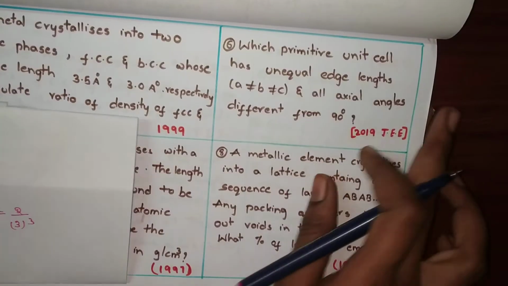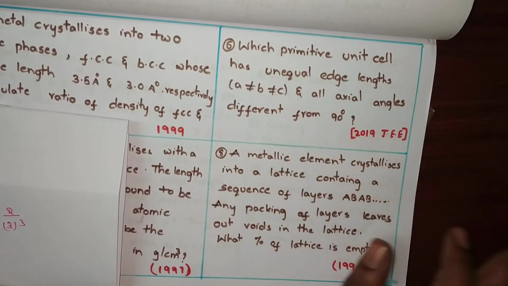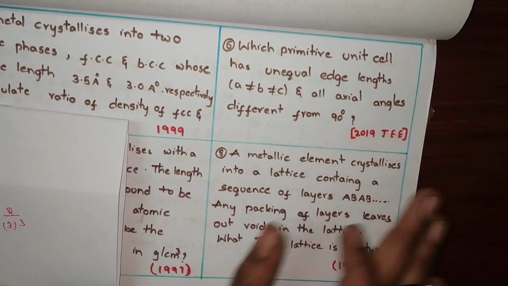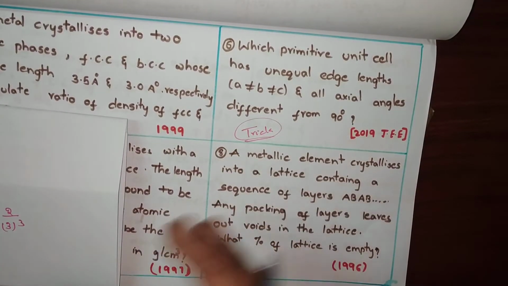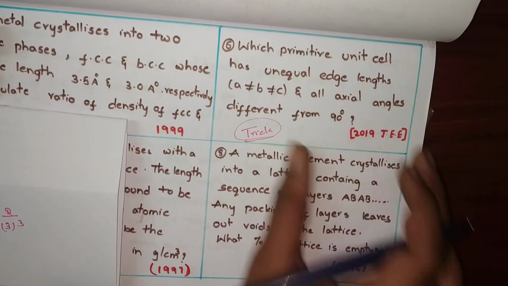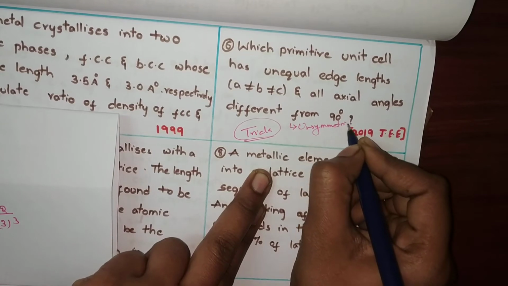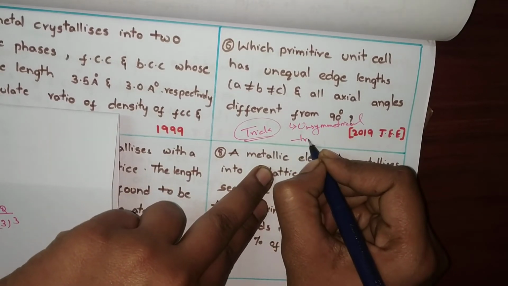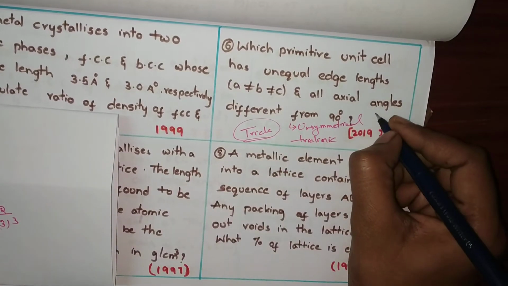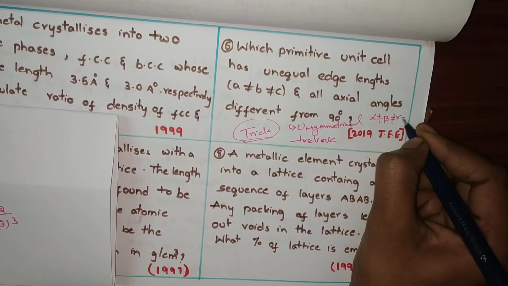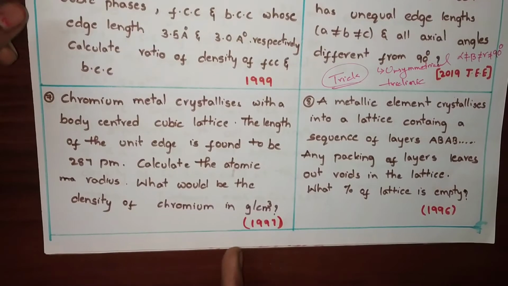2019 JEE question. Which primitive unit cell has unequal edge length and axial angles are different? For these crystal systems, I have made a video that is a trick. Please watch that video. I will give the link in the description box. Here they asked the unsymmetrical system. Unsymmetrical system is triclinic, unequal edge length, and alpha is not equal to beta, not equal to gamma, not equal to 90 degrees. Watch the video. I will give the link in the description box.